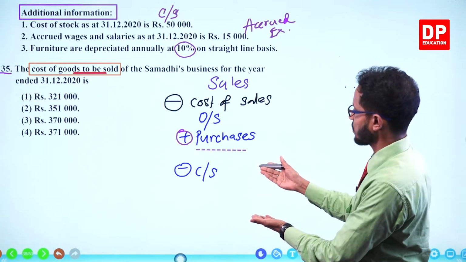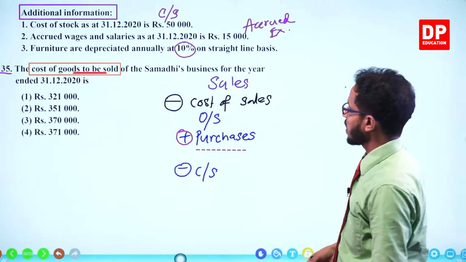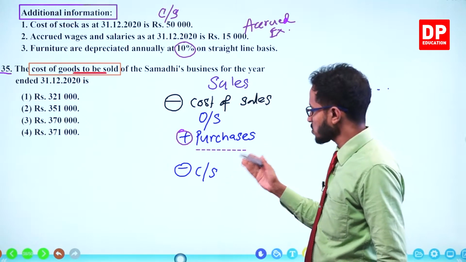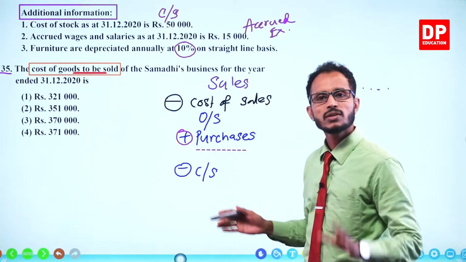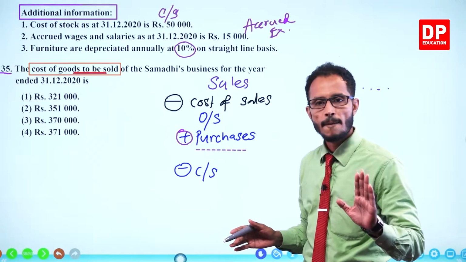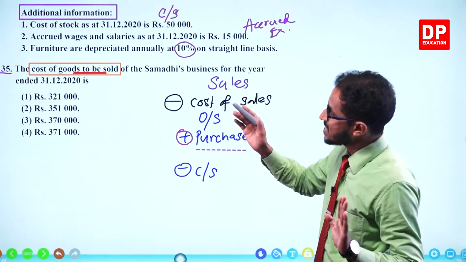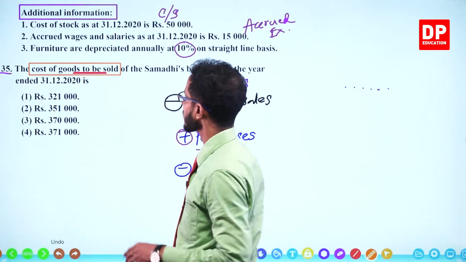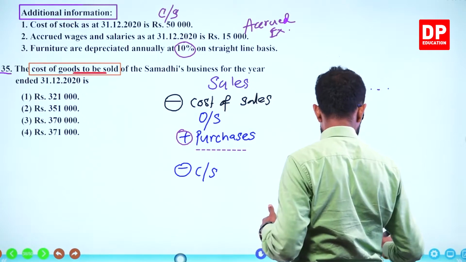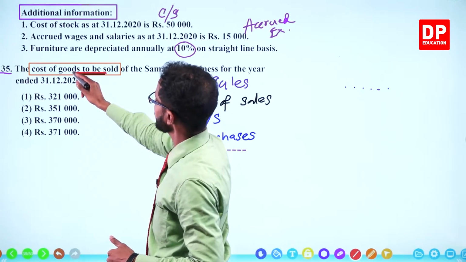Okay, this is cost of sales. But when you subtract closing stock, you get cost of goods sold, that means cost of sales. But the question is asking something else: cost of goods to be sold.